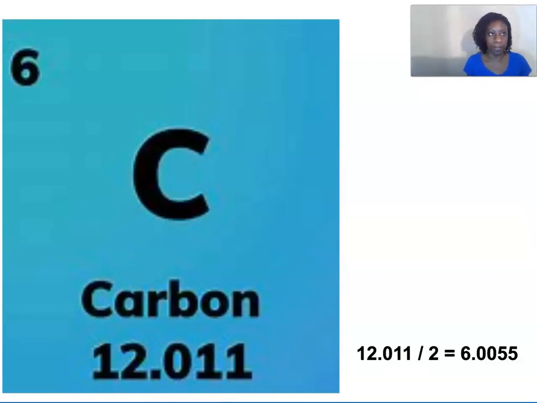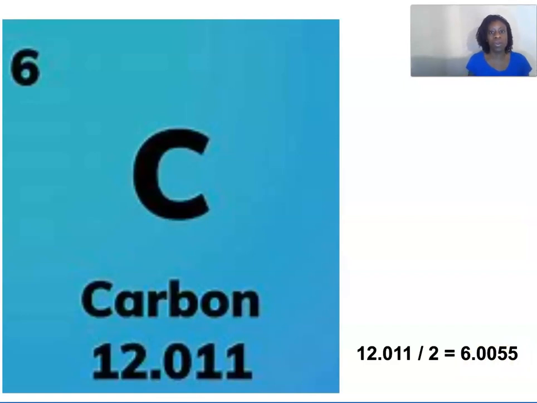12.011 AMU. All right. So if we divide that by 2, we have 12.011 divided by 2, which gives us 6.0055 AMU. All right, so that means that the mass of the protons in the nucleus of the carbon atom is 6.0055 AMU. And the mass of the neutrons in the carbon atom is the exact same, 6.0055.